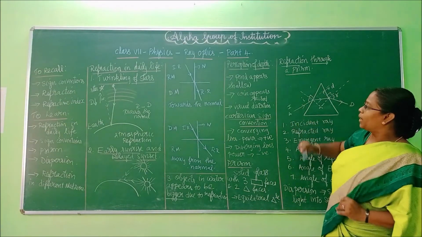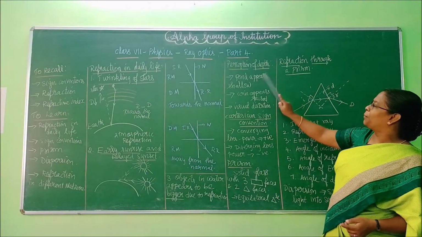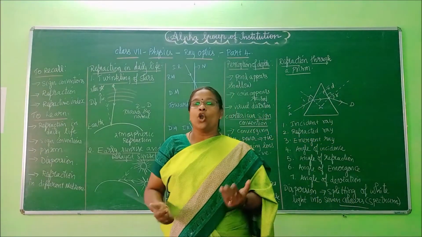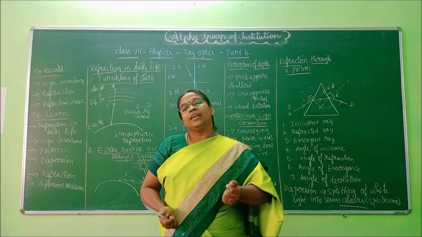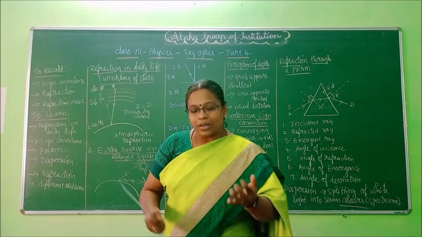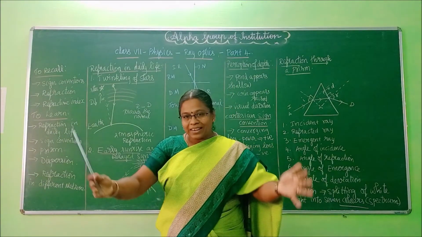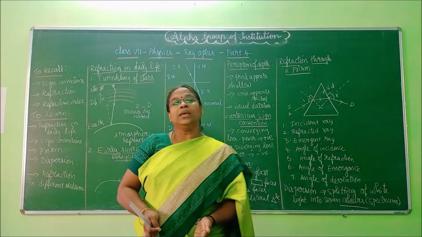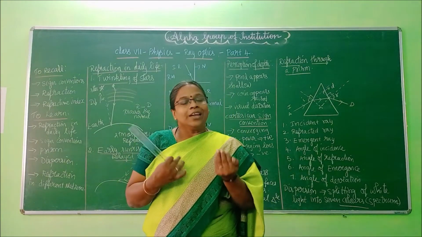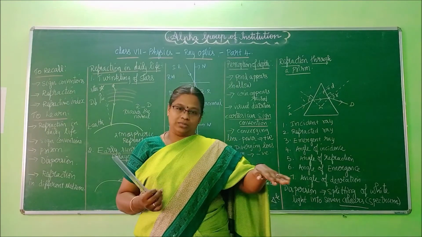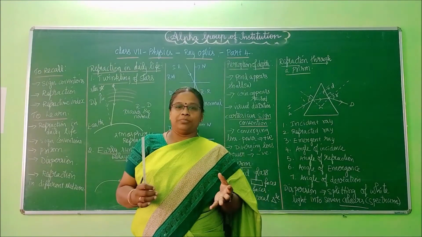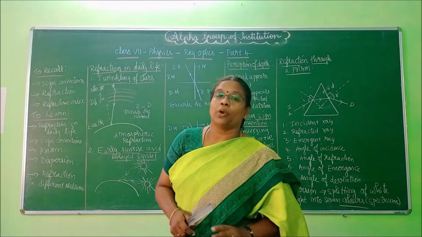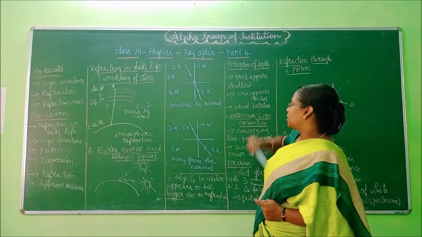What is the fourth one? Pond appears shallow. When you see a pond, a pool of stagnant water, and we see through it, though it may be a little deeper, for us it will look like a shallow one, not that much deeper. Why is it like that? That is also due to a process called refraction.